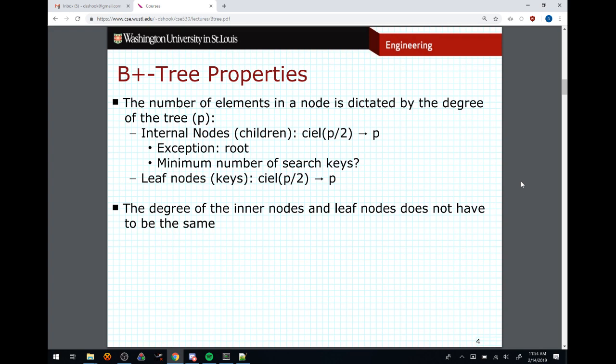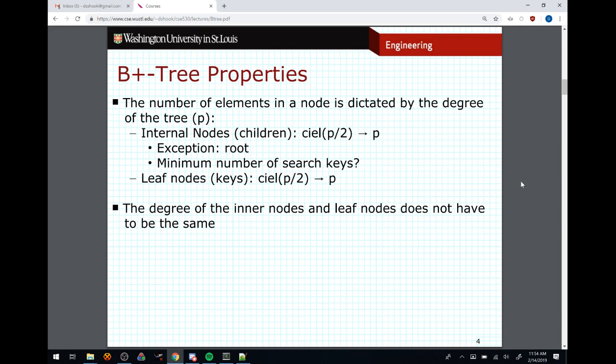Or maybe a better example would be if p is 3 for a leaf node. It would have to have at least 2 values in it at all times. If I remove 1, I've gone below half capacity, so I would need to figure out how to reorganize the tree to fill this node up or get rid of it.